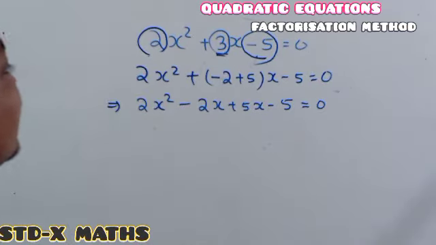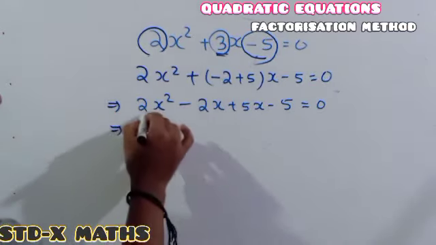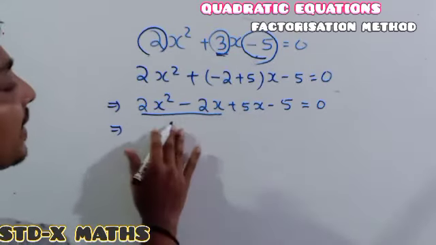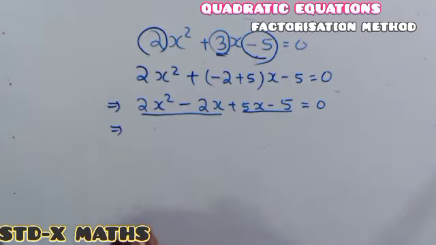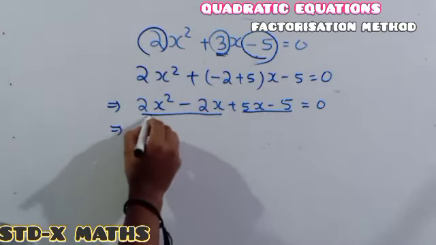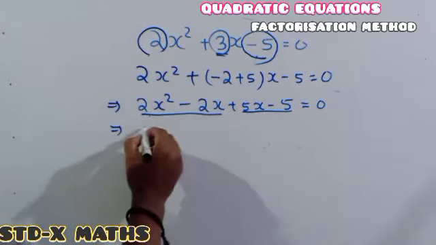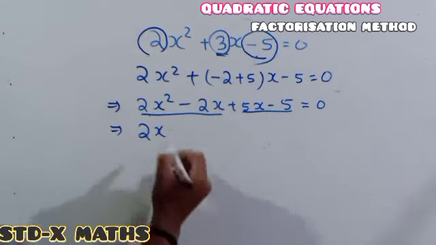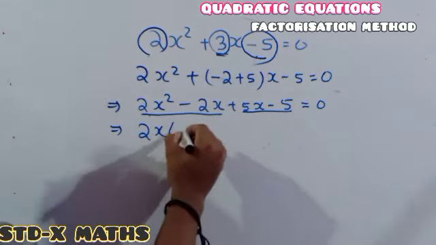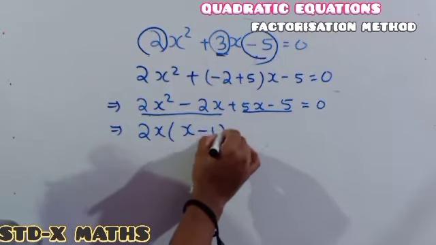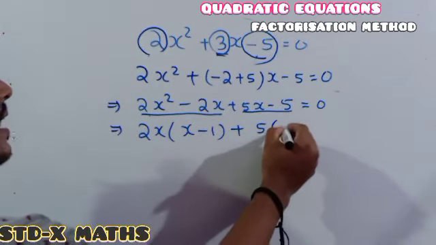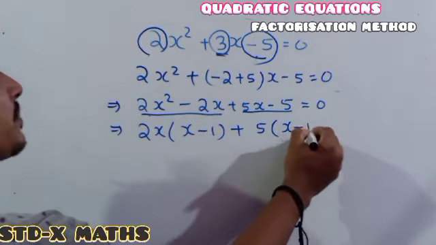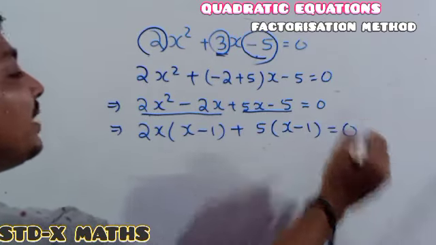Understood? Which implies you have to rearrange, and out of 2 terms you have to take one common factor. See, here it is 2x, here it is 2x, it is also here. So for the highest common factor 2x I can take, so that within the bracket x minus 1 remains, and from the other 2 terms I can take 5 as the common factor, and within the bracket x minus 1 will be there, which is equal to 0.